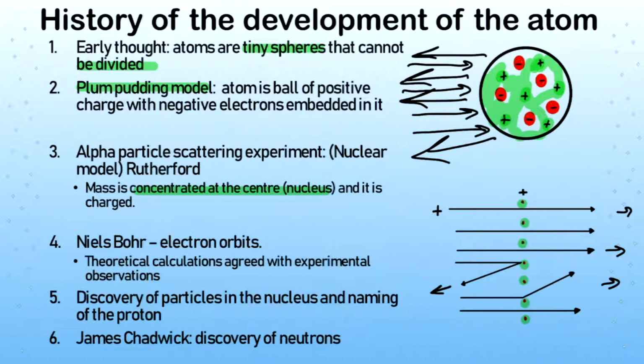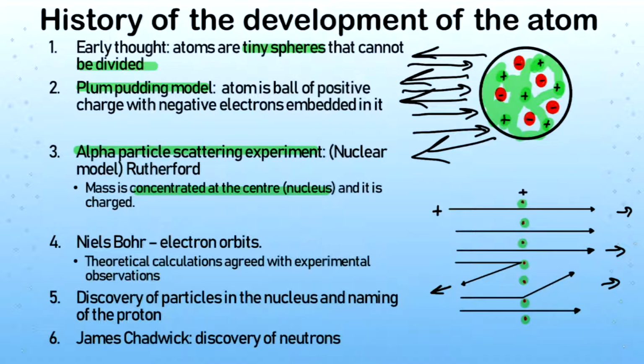And that's when we decided to call it a nucleus and figured out the scale of the nucleus as being about 1/10,000th of the total size of the atom. So we found out the mass is concentrated at the centre and that it's charged, and it was Rutherford that found that. So we need to know the name of the experiment, and Rutherford was the man that came up with that. That led to near enough the nuclear model that we have now.